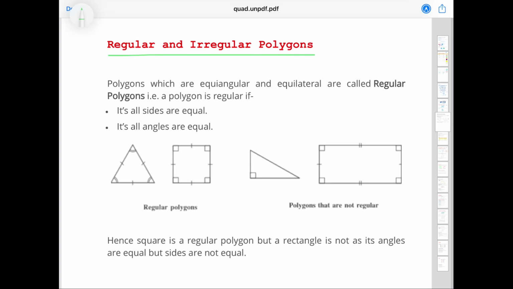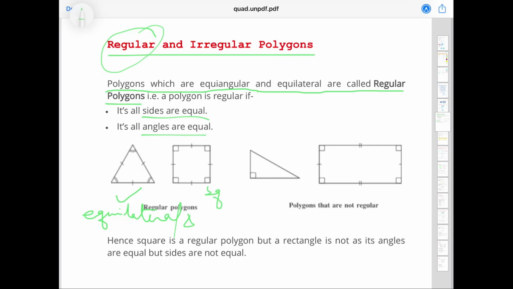This is also important. Polygons which are equiangular and equilateral are called regular polygons. It means if all the sides of the polygon are equal and all the angles are also equal, then that polygon is known as a regular polygon. An example of a regular polygon: the 3-sided polygon is known as an equilateral triangle. All the sides are equal, so it is known as an equilateral triangle. And the 4-sided figure will be a square, because in a square all the sides are equal and each angle is 90 degrees.